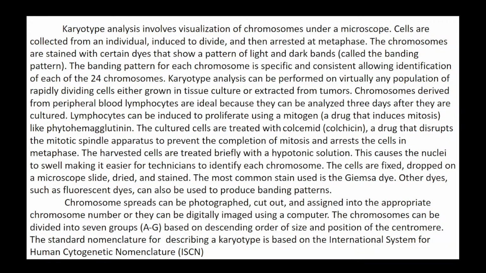After this, at the metaphase stage, we arrest the mitosis by using colcemid or colchicine, which is a drug which disrupts the mitotic spindle and arrests the cell in metaphase. After this, we use hypotonic solution, which causes the swelling of nuclei and destroying of the cell.